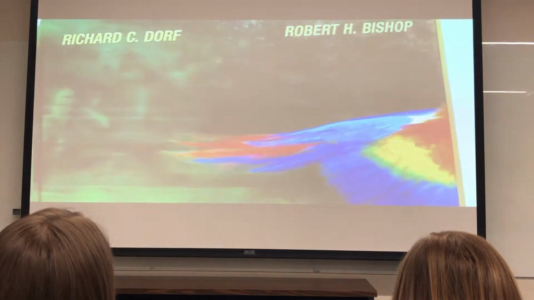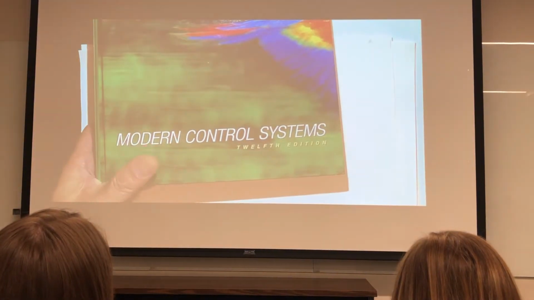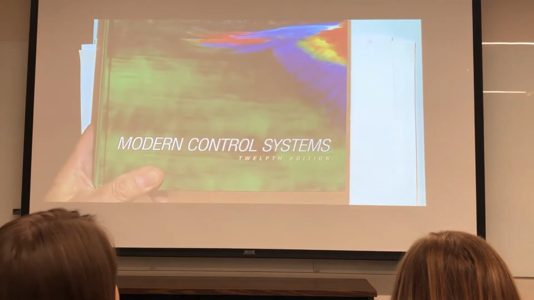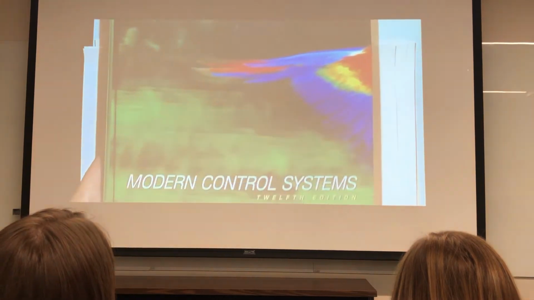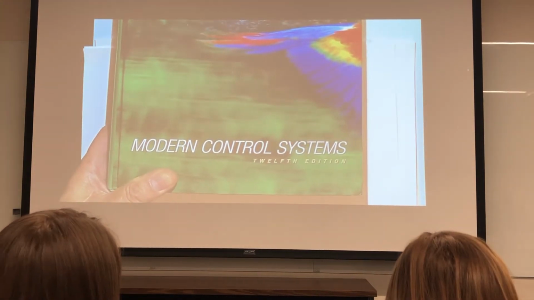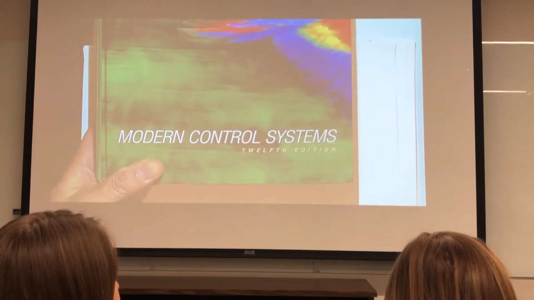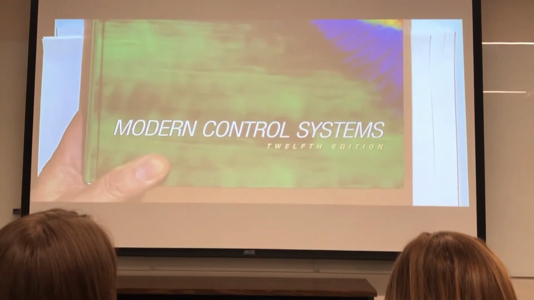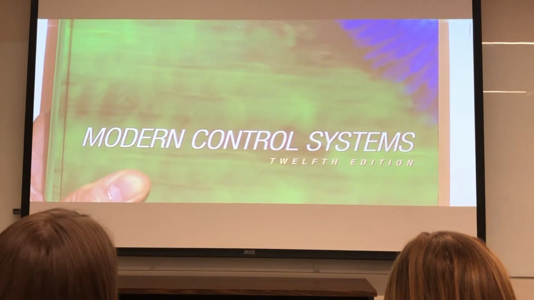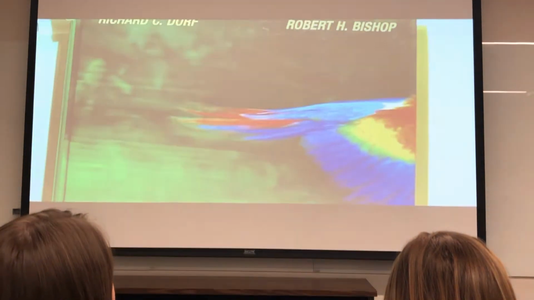Let me see if I can zoom out a little bit. So this is the book, Modern Control Systems. I want to talk a little bit about control systems today. This is the 12th edition. I think we're up to the 13th edition. But any edition, if you happen to have one from a brother or sister, fraternity, pal, will work. The material hasn't changed that much.